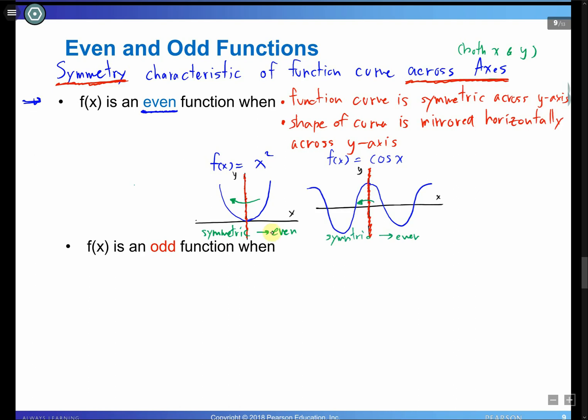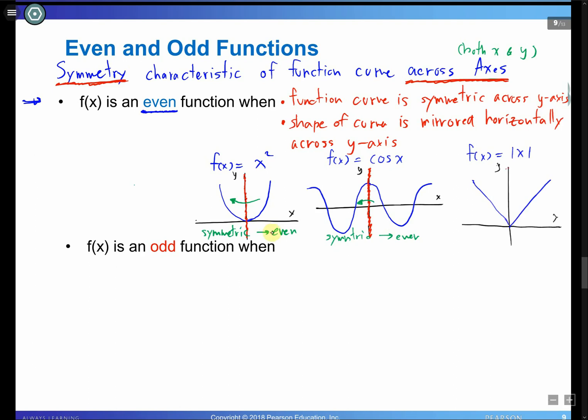Okay, let's try something simple. Function f(x) equal to the absolute value of x. Let's try to plot this graph. Something like that. And we have the y-axis and x-axis. Of course, this is going to be a straight line on the right-hand side. And since we have the absolute value, the left-hand side has to be positive too. So it's going to be something like that. So this is the graph of the absolute value of x.